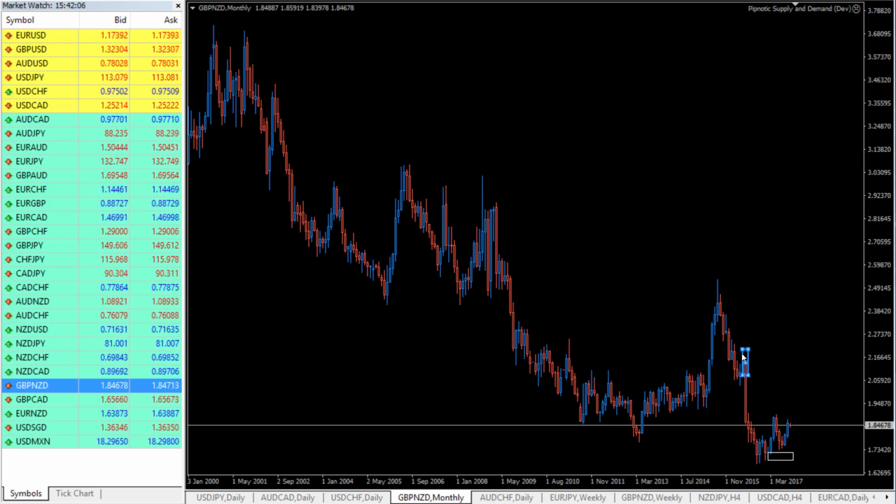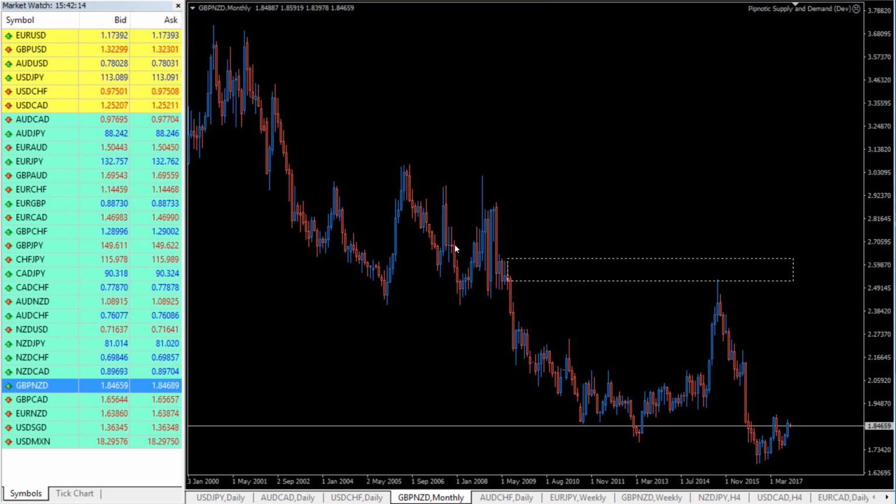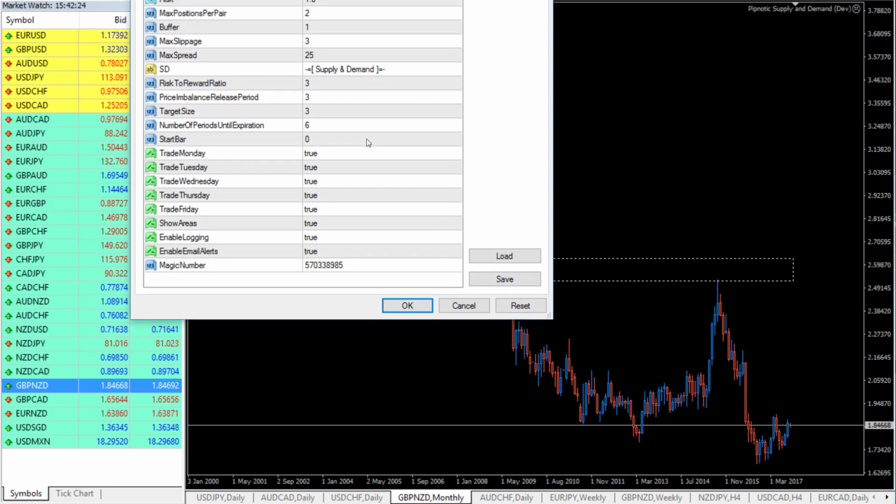So we could see if the robot will find that for us if we force it to go maybe 10 bars back and start there. No, it didn't. It liked this one, and no wonder. I mean, that's a pretty nice area. So it liked this one here, and this is where we saw the reaction. Fair enough.